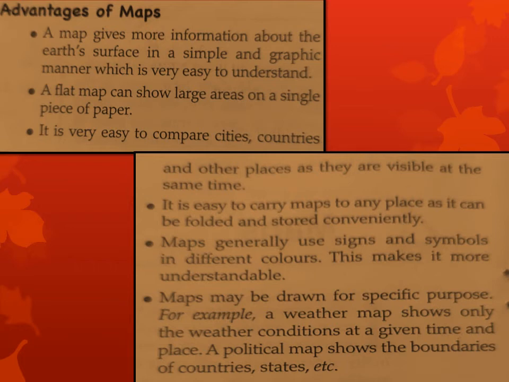Maps generally use signs and symbols of different colors, and this makes a map more understandable. Maps may be drawn for a specific purpose. For example, a weather map shows only the weather conditions at the given time and place. A political map shows the boundaries of countries, states, etc. So we have different types of maps also.